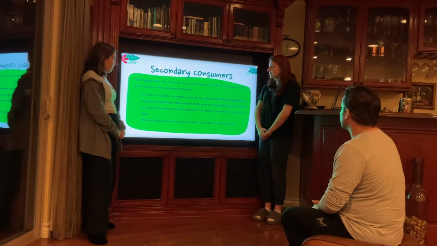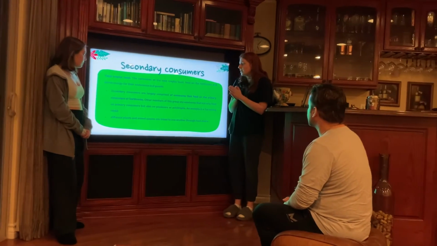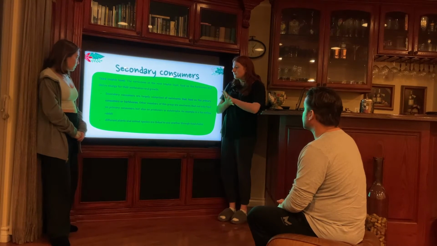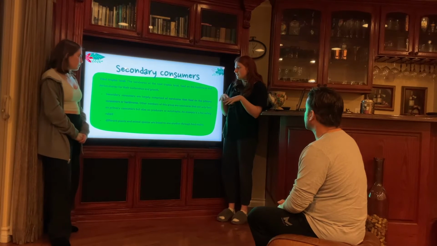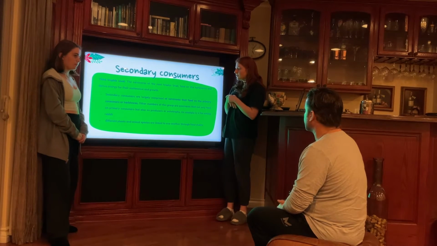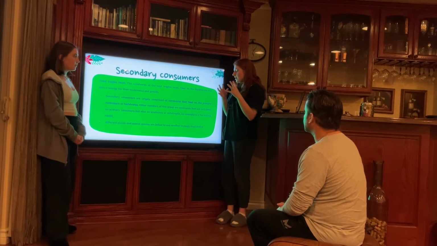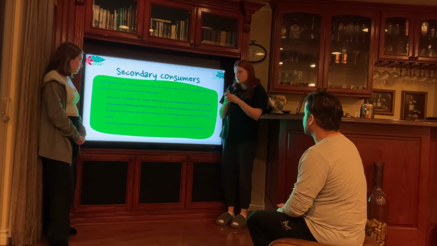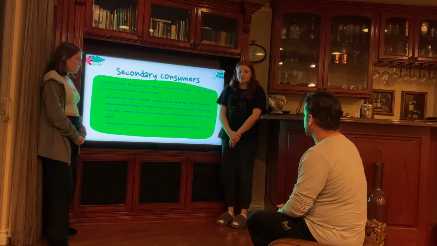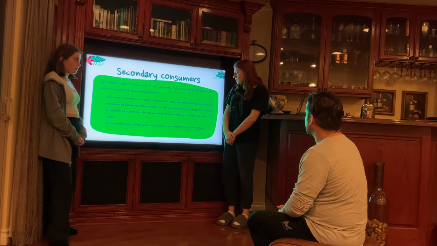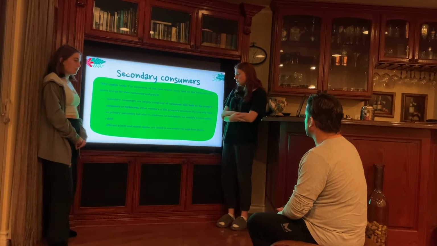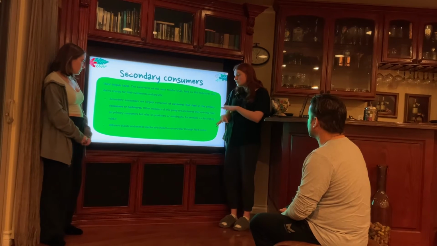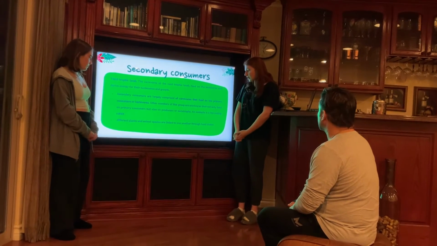Next are secondary consumers. This is the 3rd trophic level, and they are carnivores. They feed on herbivores and derive energy for their sustenance and growth. Secondary consumers are basically carnivores that feed on carnivores and herbivores, so they feed on both. There are other members of this group, which are omnivores, that not only feed on primary consumers, but also feed on producers and autotrophs.